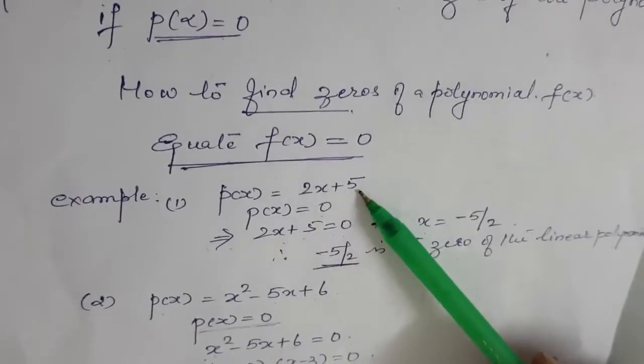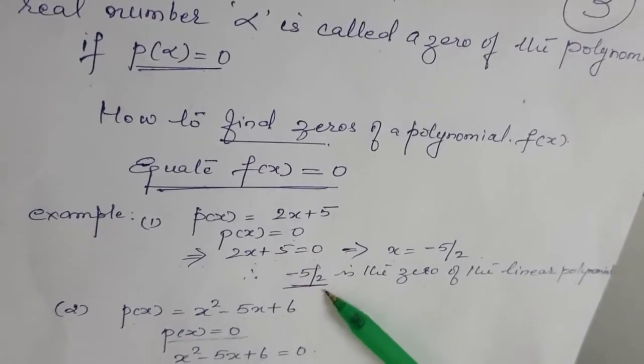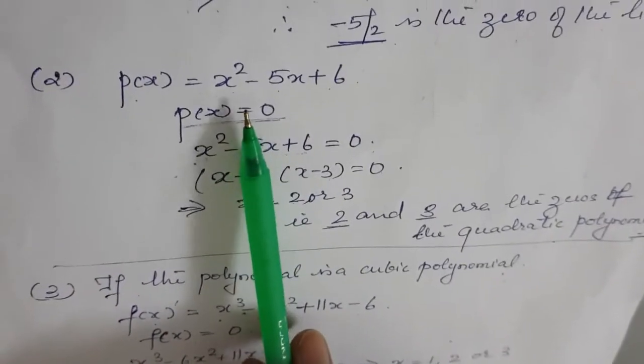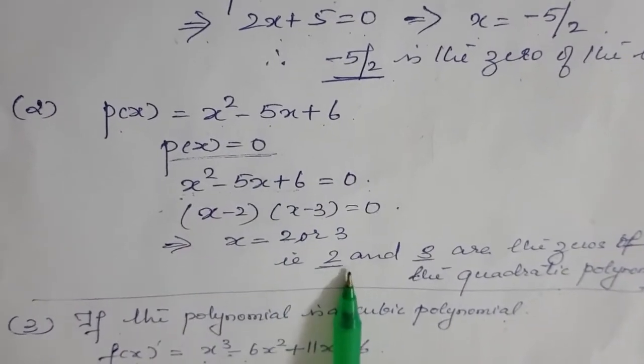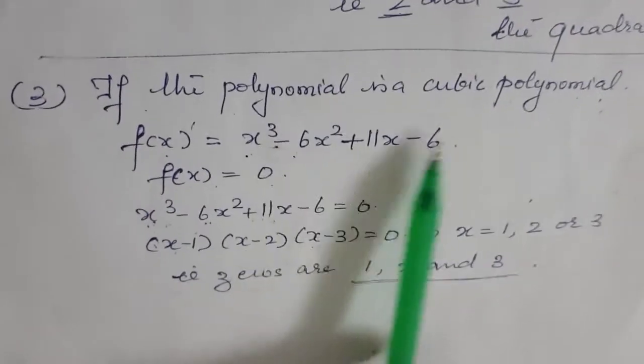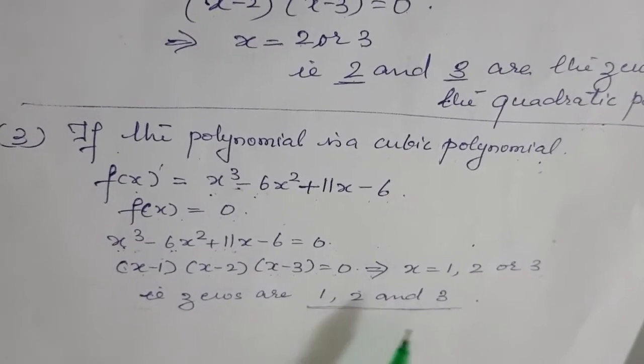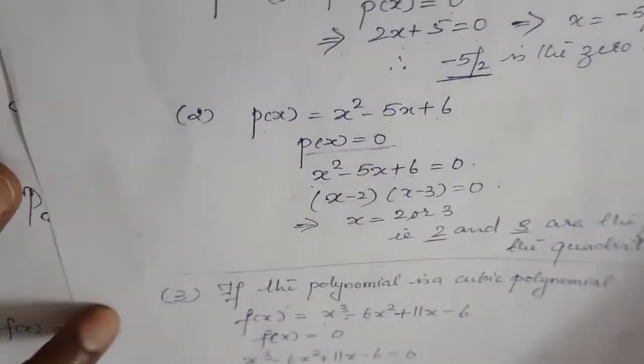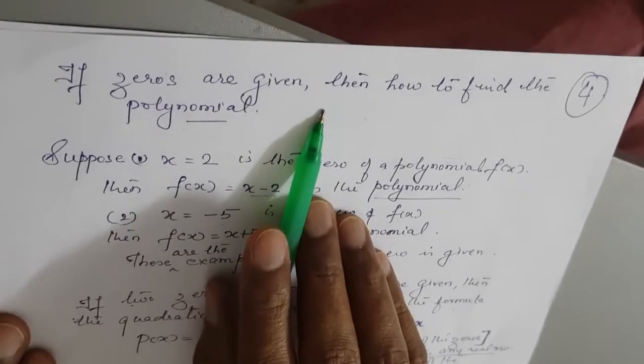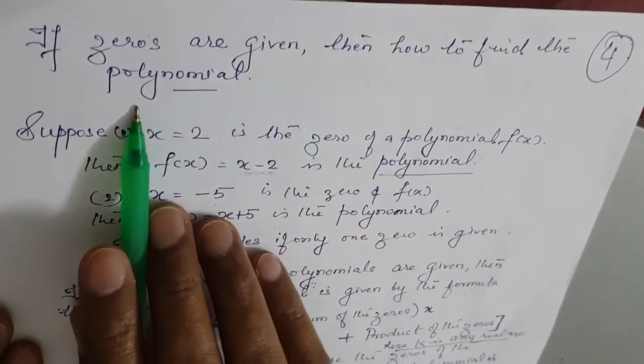So if the polynomial is a linear polynomial, we will get 1 zero. If the polynomial is a quadratic polynomial, then we get 2 zeros, and if the polynomial is a cubic polynomial, you will get 3 zeros. Right? Now the next topic is, if the zeros are given, then how to find the polynomial?